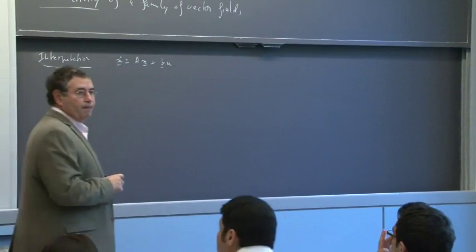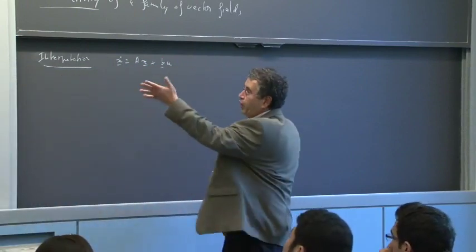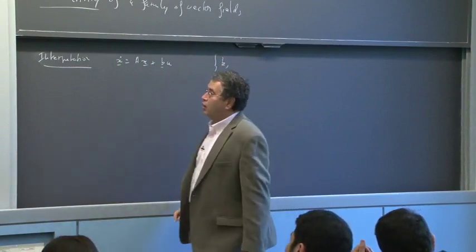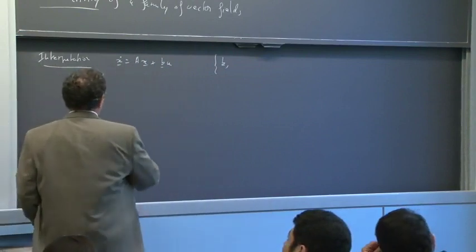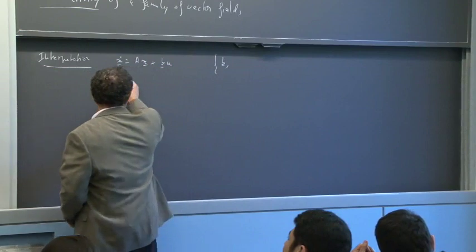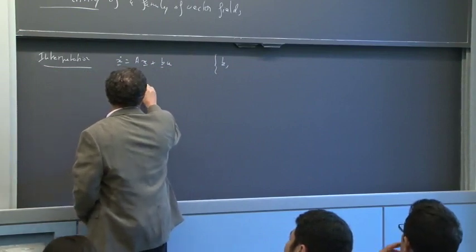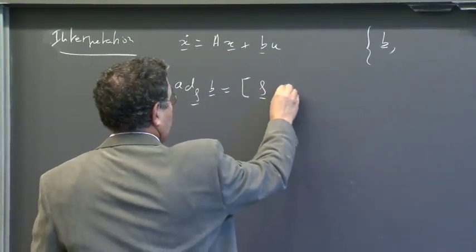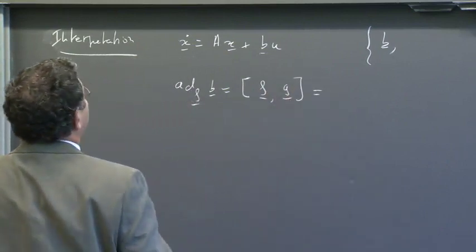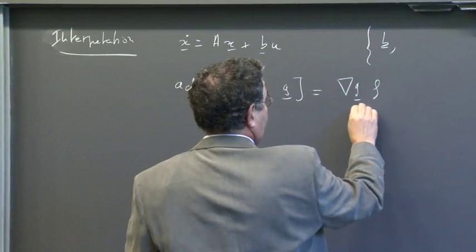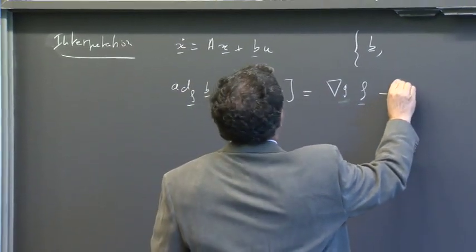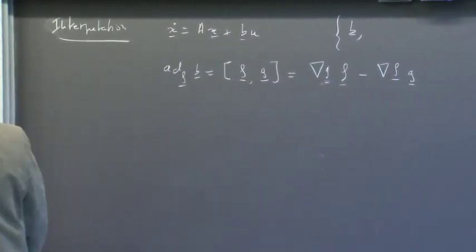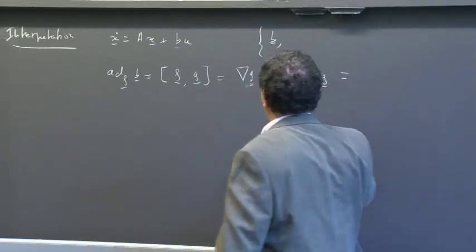What is this first condition? Well, we have to compute this set of vectors. The first one is b, right? What's the second one? ad_f b, which is the gradient of g times f, Jacobian of g times f, sorry, minus Jacobian of f times g. So what is this equal to in this linear case?